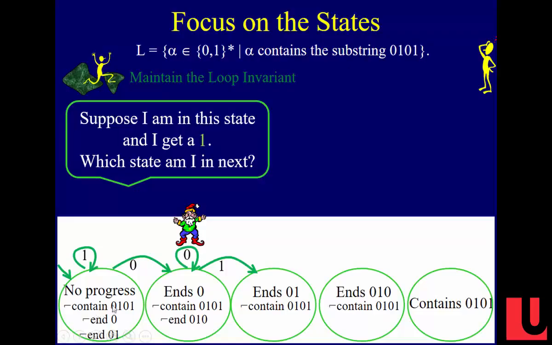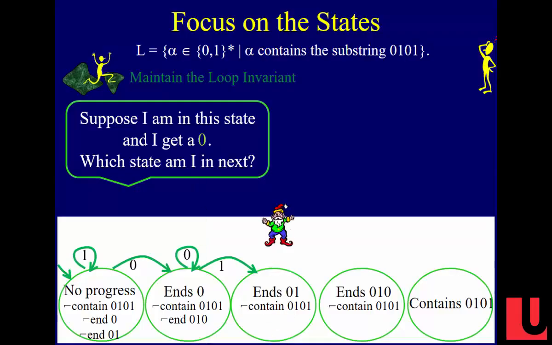So if we have some string that's a no progress string, and we get a 0, we move over there. But if we get a 1, we have to argue that this is no progress. It's probably because this is not a 0, so this is either nothing or it's a 1. And if we have two 1s in a row, that's no good.